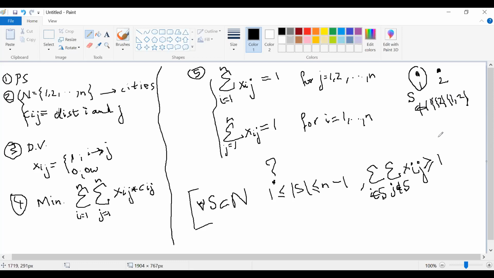If we have a set of size 2, there would be 2 to the power 2 possible subsets, which is 4. Out of this 4, we cannot have the empty set and we cannot have the full set. So it will be 2 to the power 2 minus 2, so we have only 2 possible cases. We can leave 1 by going to 2, and we can come back to 1 by coming from 2 to 1. This would be the path. Is it clear? So we have 2 to the power 2 minus 2 possible cases.